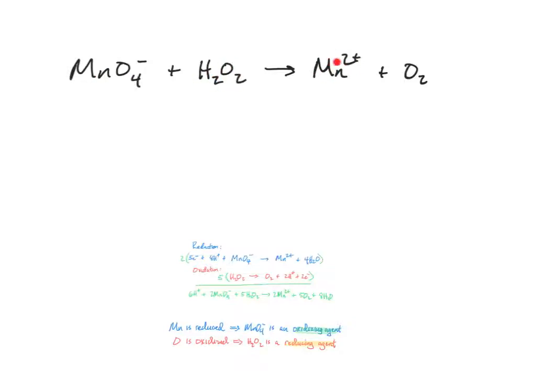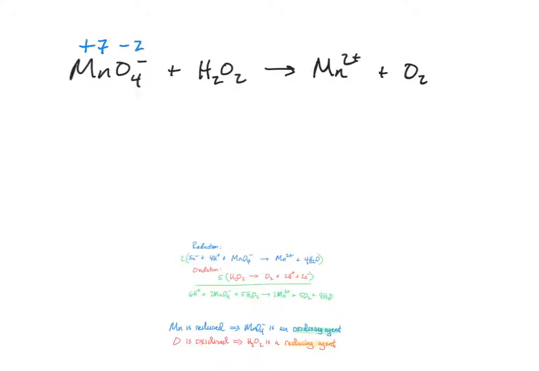to form Mn+2 and molecular oxygen. So we're going to go ahead and follow our algorithm that we have for balancing redox reactions. The first step, of course, is to assign oxidation states to everything. So to do that, we have here for the manganese, we're going to have +7. For the oxygen, we're going to have -2.